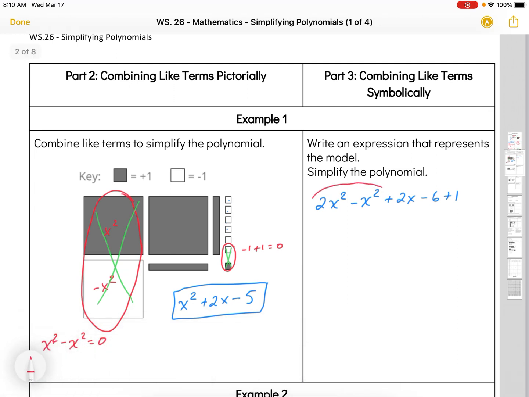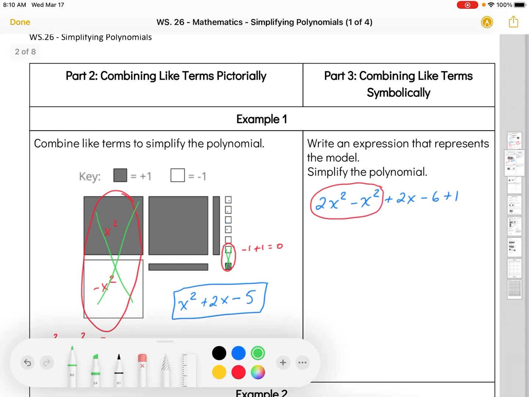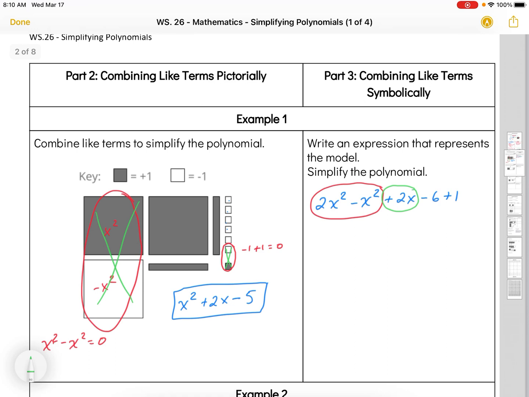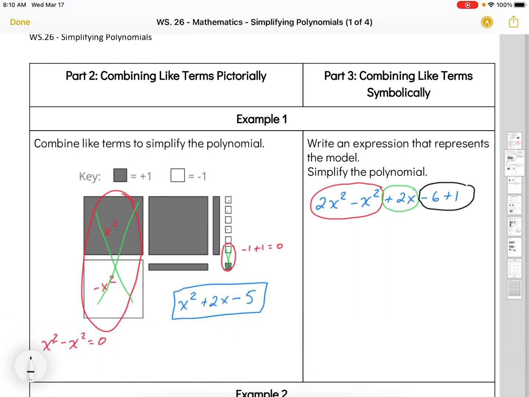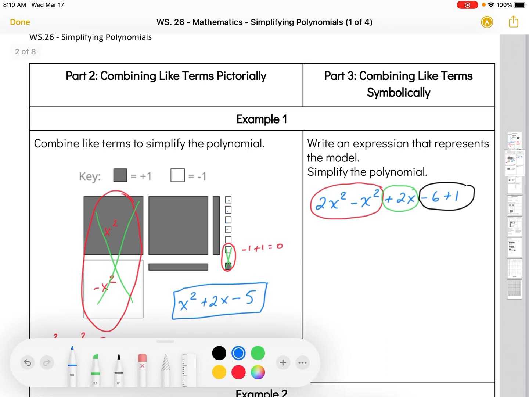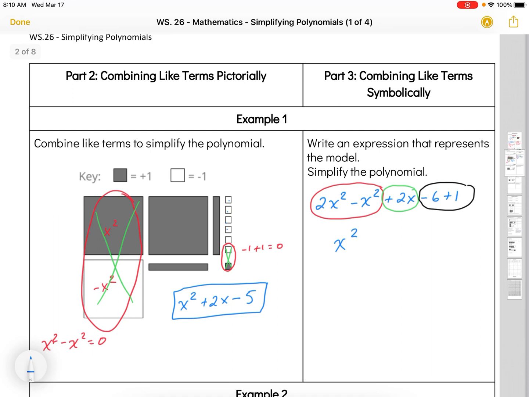If I combine my like terms, I can add and subtract them. So here I would have 2x squared minus an x squared. So I have 2 take away 1, so I just have x squared. Then I have 2x, and then I have negative 5. So I get the same answer.